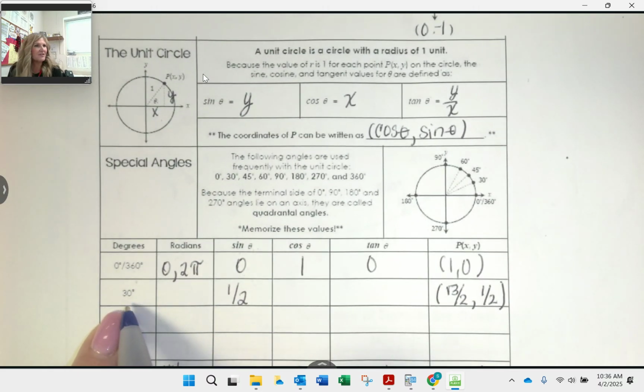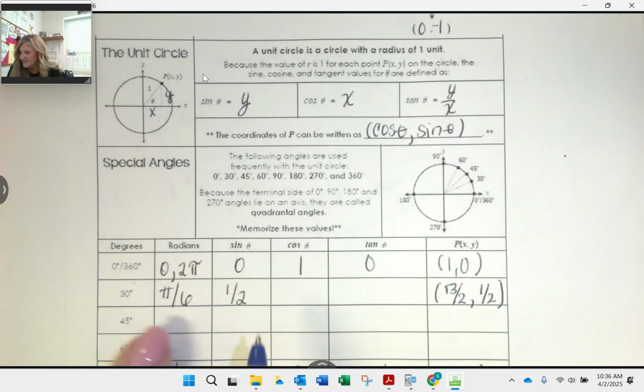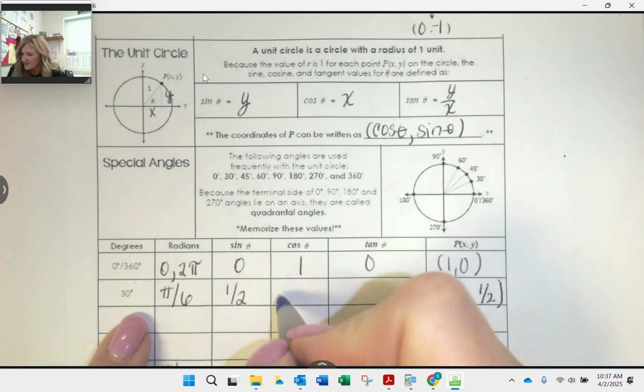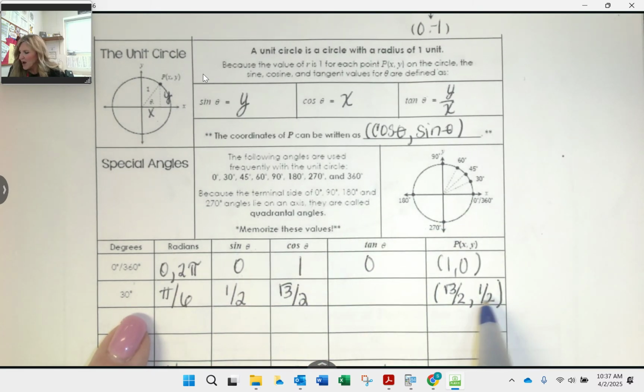Okay, what's another name for 30 degrees in radians? Ben Miller, do you know 30 degrees in radians? Pi over what? 6, okay. And then the cosine is going to be our x value there. Tangent is going to be y over x.